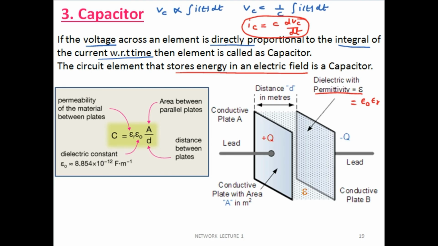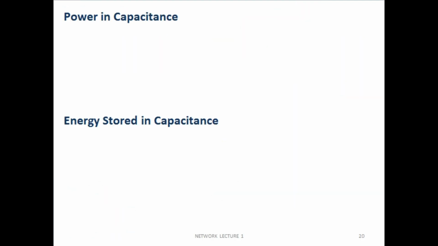Now if we have to calculate the capacitance, it is given by C equals A epsilon by d. A is the overlapping area of both plates, epsilon is the permittivity given by epsilon naught into epsilon r, and d is the distance between the two plates, in meters. Another relation is that charge is given by capacitance into voltage. These two relations are important: C equals A epsilon by d and Q equals C into V.